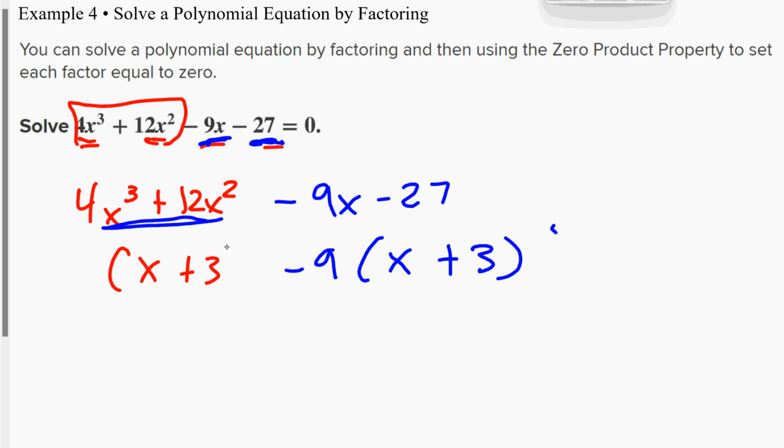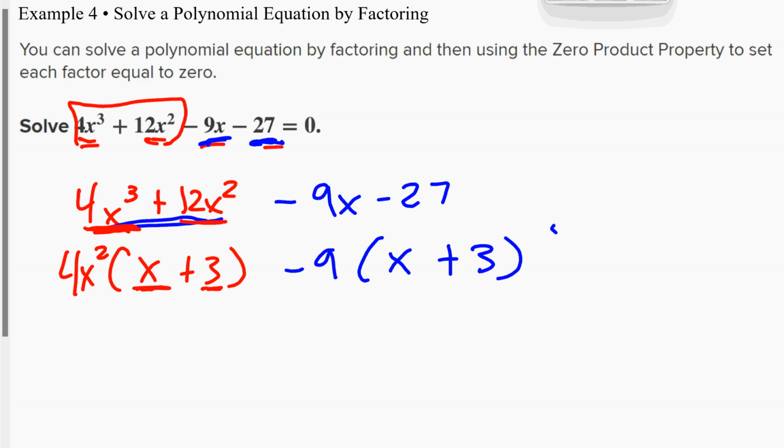So you can ask yourself, okay, what times x gets me a 4x cubed? Oh, that'd be a 4x squared, right? And we can check that, multiplied in. 4x squared times x is a 4x cubed. 4x squared times 3 is a 12x squared.